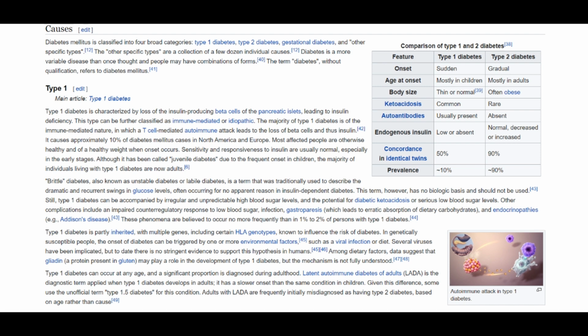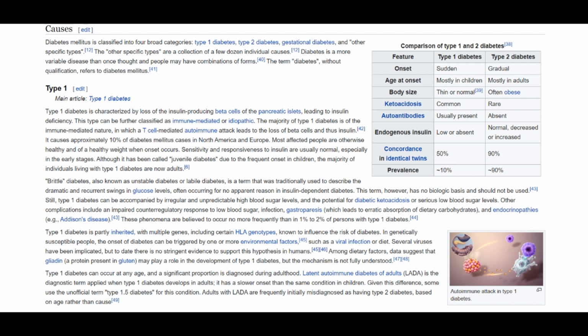Brittle diabetes, also known as unstable diabetes or labile diabetes, is a term that was traditionally used to describe the dramatic and recurrent swings in glucose levels, often occurring for no apparent reason in insulin-dependent diabetes. This term, however, has no biologic basis and should not be used. Still, type 1 diabetes can be accompanied by regular and unpredictable high blood sugar levels, and the potential for diabetic ketoacidosis or serious low blood sugar levels.